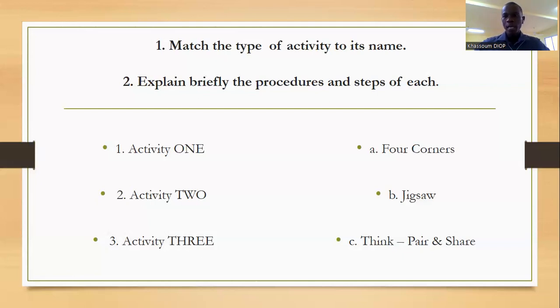Now, can anyone choose one activity, 4 corners, jigsaw, or think, pair, share, and briefly explain how we proceeded? For example, for think, pair, share, how did we do it? Any volunteer? Yes, right. Okay, good. Yes, exactly. So that's how you proceed.